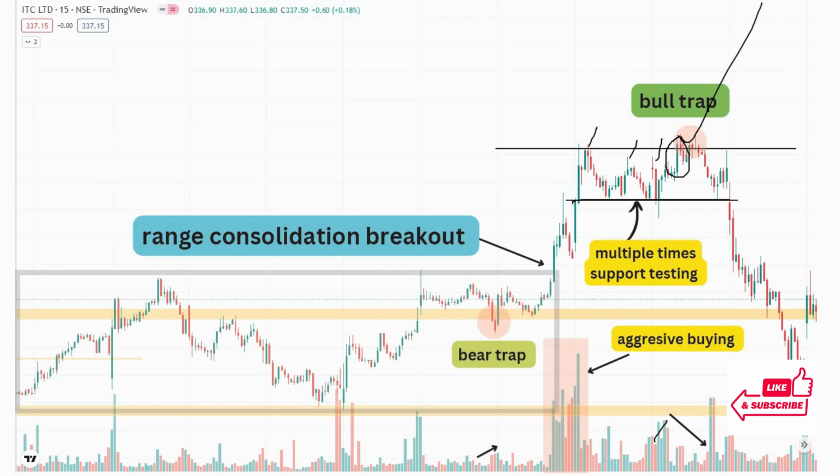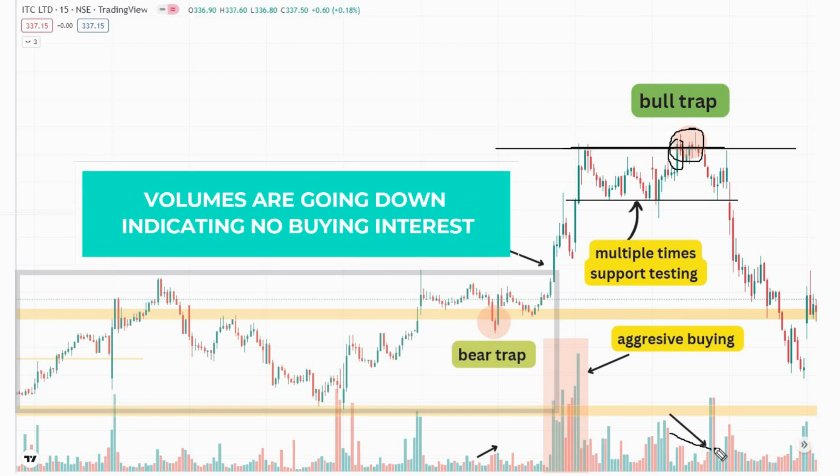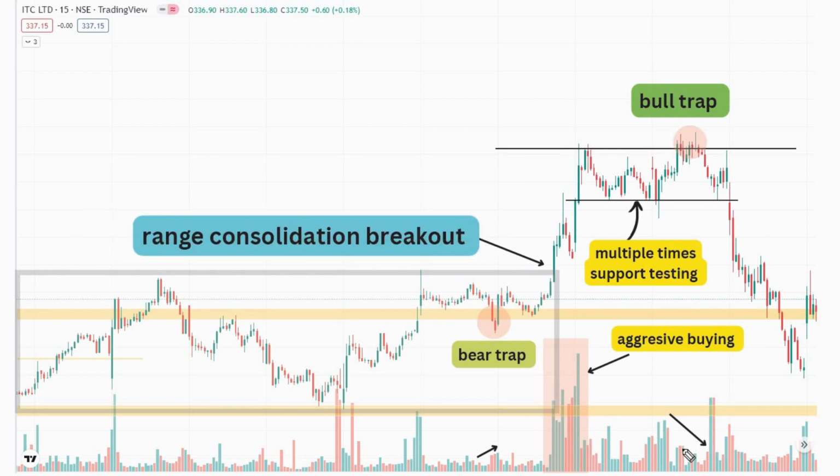Okay, but see, prices couldn't sustain above this resistance zone, and also after this breakout candle, look at the volume. Volumes have dried up. There is no buying pressure, and the selling is very much stronger than the buying side. Okay, so this is an indication that this was a bull trap setup. Okay, and again sellers push the prices towards the upside.